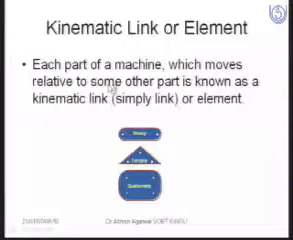Now this is the small part which we talked about in my earlier slide, that is called the kinematic link or the element. How will we define it? Each part of the machine which moves relative to some other part is known as a kinematic link or element. The link may be composed of many parts, but there should not be any relative motion between the parts of the particular link, but the link has a definite motion relative to another link.